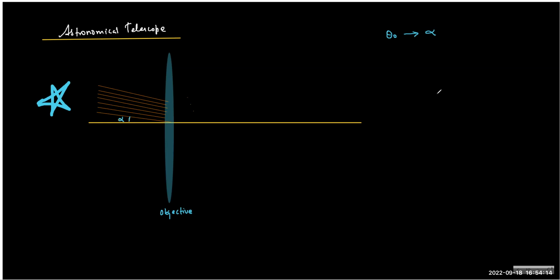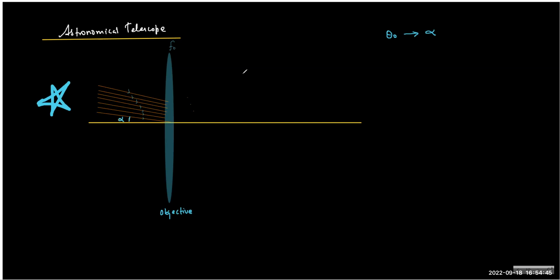The next part: any parallel beam of light coming from infinity, we know after refraction, all will converge at where? At focus. So at the focus of which lens? Objective. So the first image is bound to form at f naught. Is this clear to everyone?